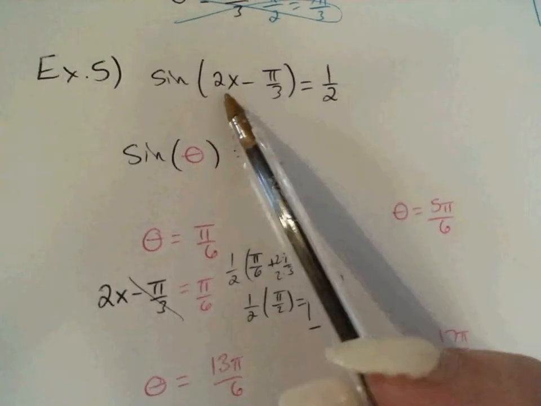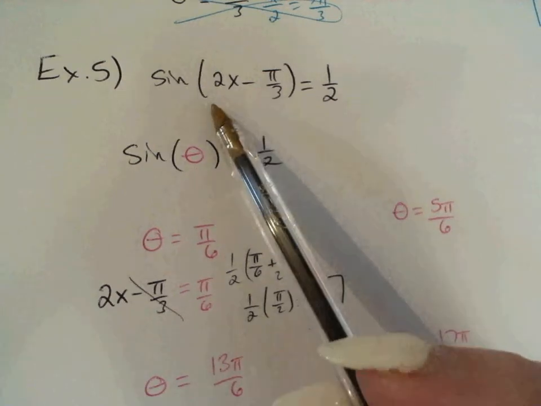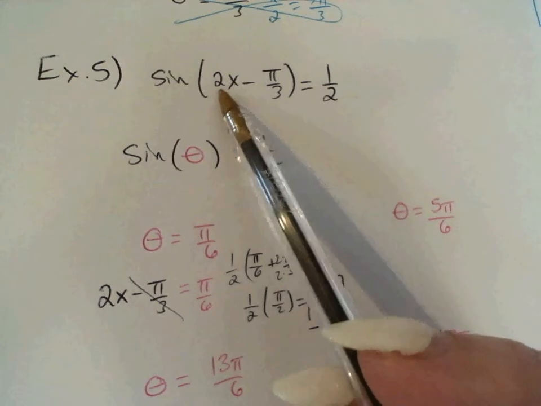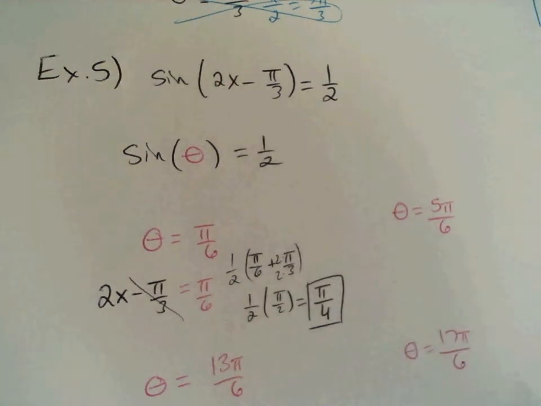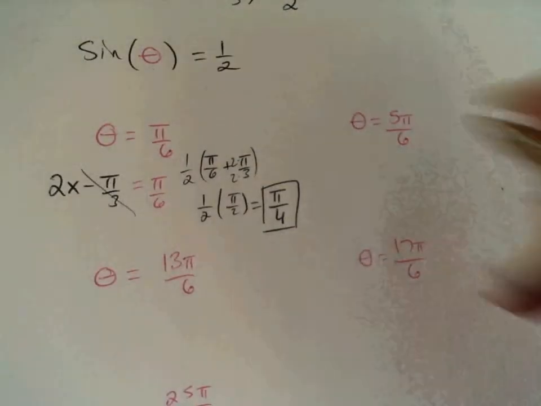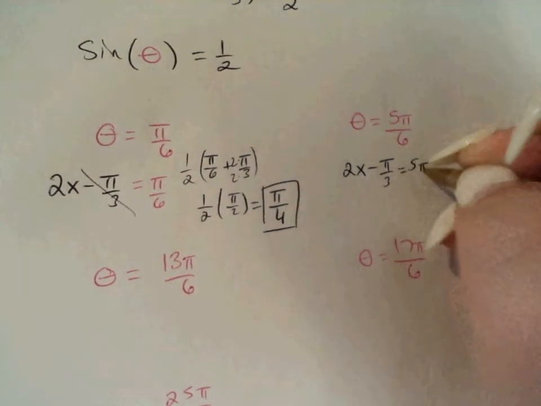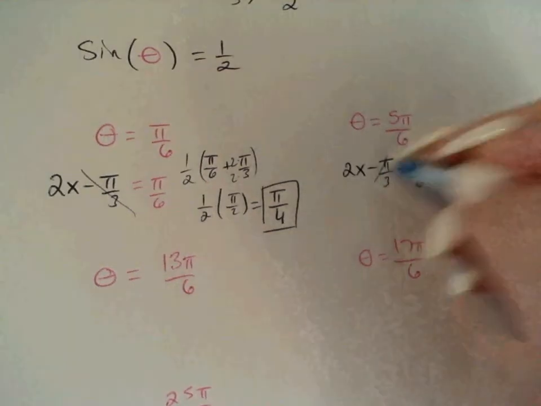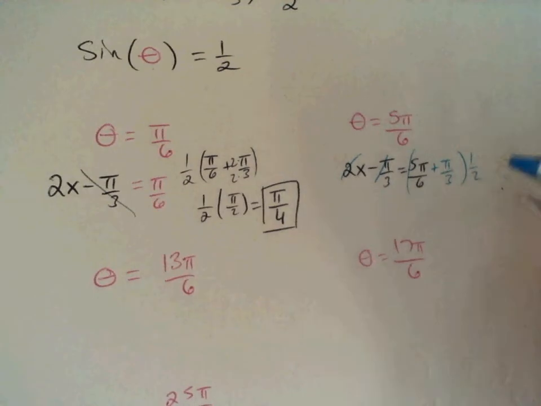This one is not as easily done just by graphing because it's a horizontal compression and a horizontal shift. So it's a horizontal compression by a factor of 1/2, and then a horizontal shift to the right pi over 6. Remember, you're going to factor out that 2. Okay, so I'm going to set 2x minus pi over 3 equal to 5 pi over 6 now. So we would add pi over 3, and then we'd multiply by 1/2.